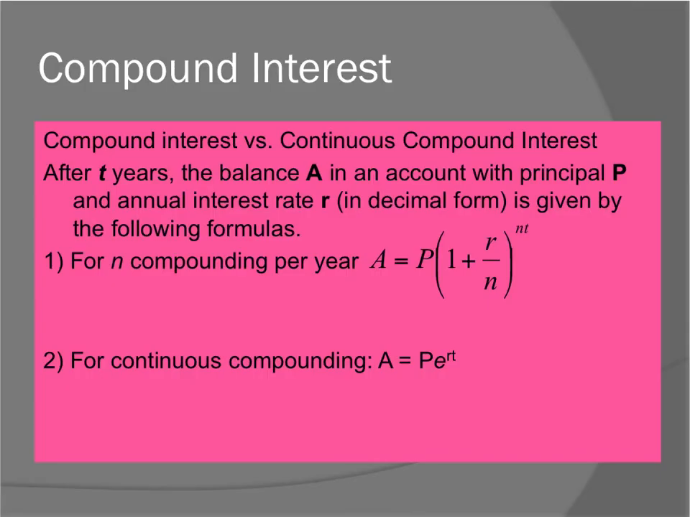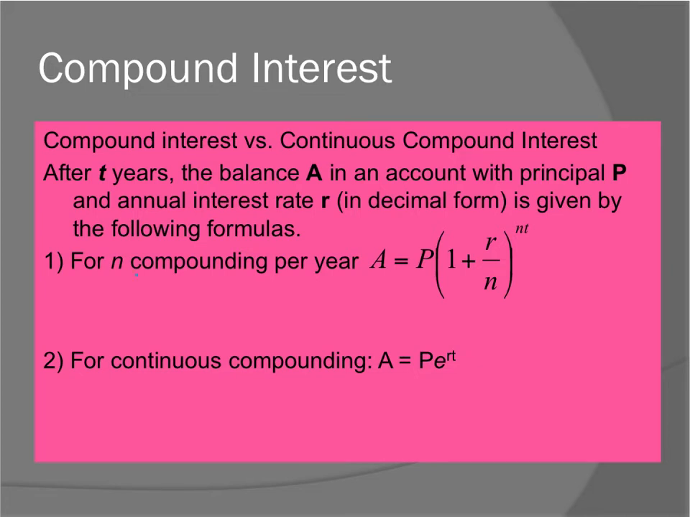All right. Next we have compound interest and continuous compound interest. So this is something you probably have seen in Algebra 2. It says after 2 years, the balance A in an account with principal P and the annual interest rate R in decimal form is given by the following formulas.